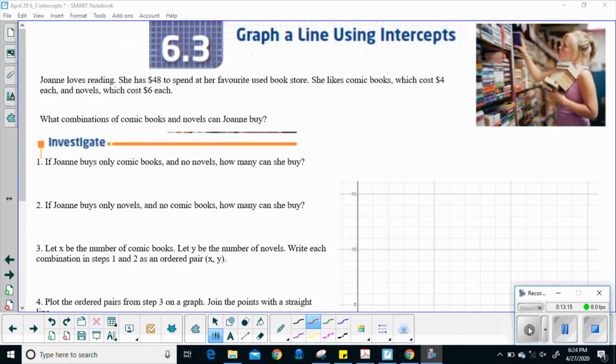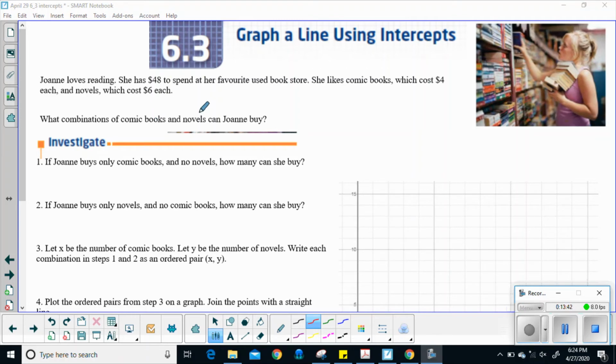Okay, so let's finish it off by looking at what's actually the very start of this chapter. So we've got Joanne here, and she loves reading. She's got $48 to spend at her favorite used bookstore. She likes comic books, which cost $4 each, and novels, which cost $6 each. And I'm not going to lie, I get into this kind of dilemma all the time. I'm an avid book reader from bookstores. So we need to figure out what kind of combination of comic books and novels Joanne can buy.